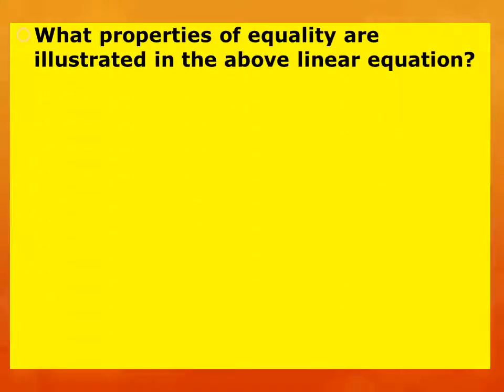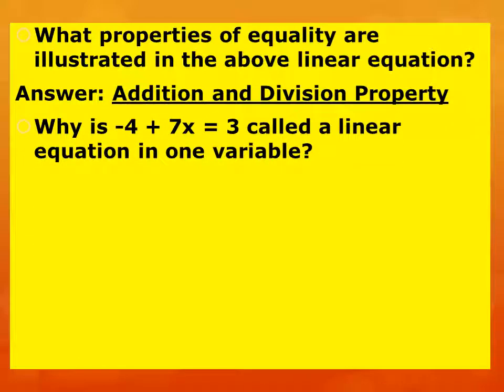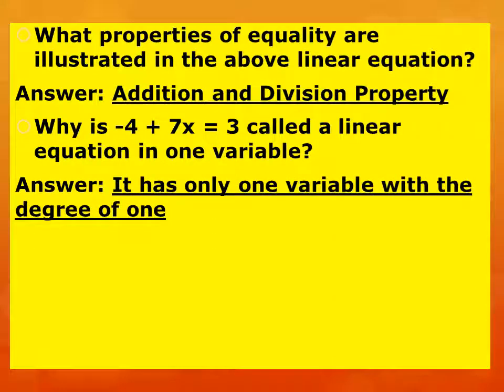What properties of equality are illustrated in the above linear equation? The answer is addition and division property. Why is negative 4 plus 7x is equal to 3 called a linear equation in one variable? We have, it has only one variable with a degree of 1. So what is the variable in that equation? We have x.